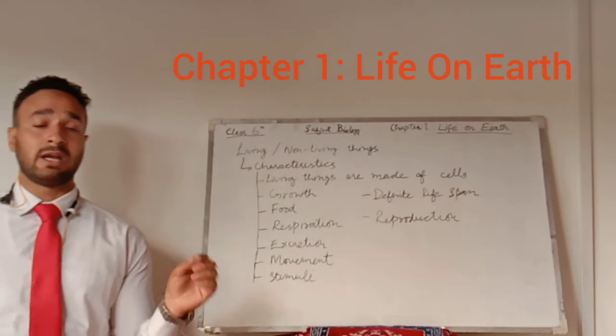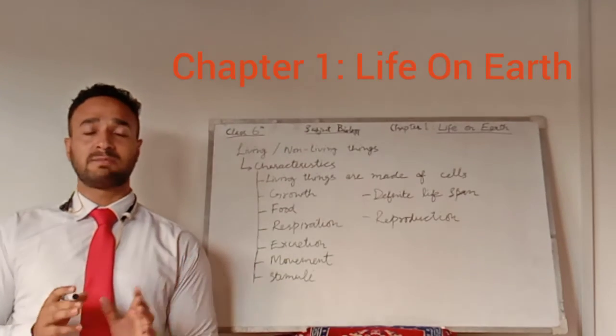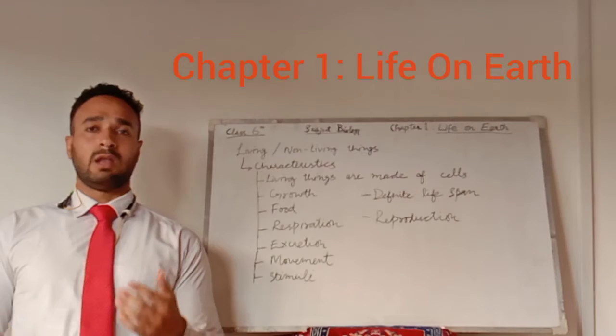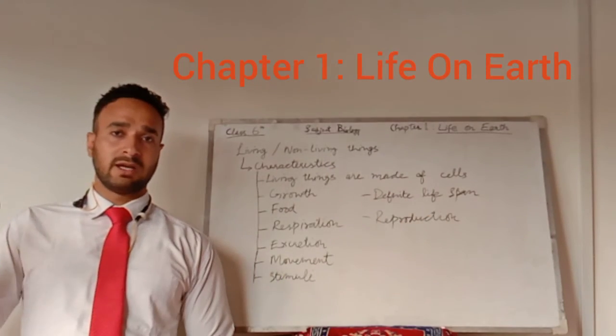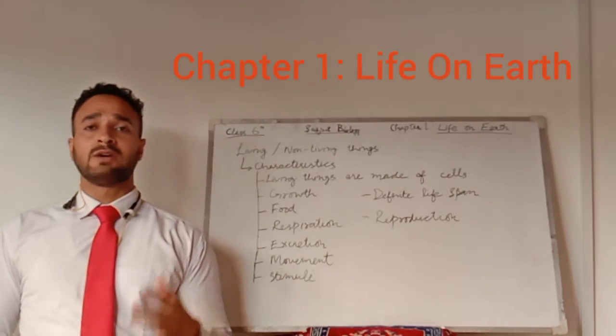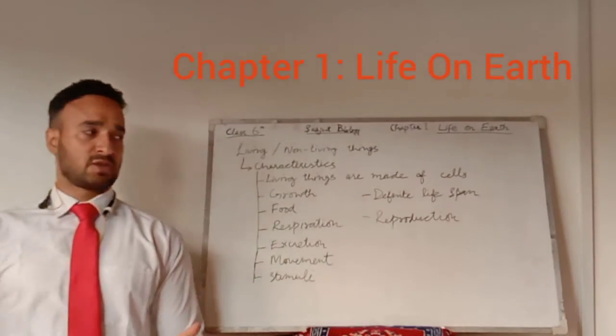So we can say that living beings have a definite lifespan, and this lifespan varies from species to species. Like human beings, we are one kind of species. Elephants are second, ants are third. So this lifespan varies from species to species.